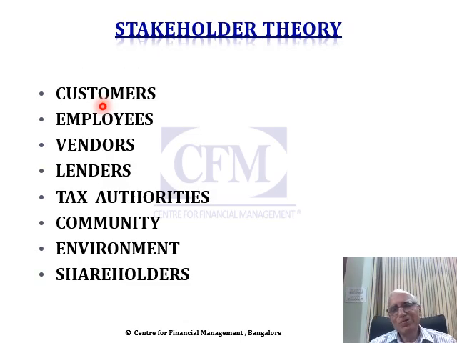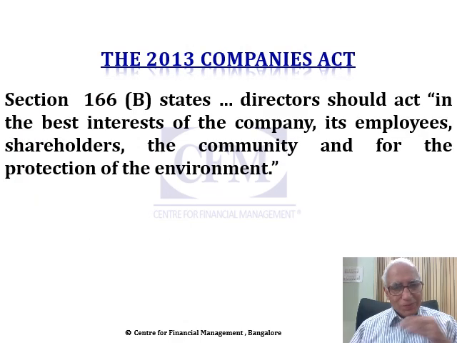According to the stakeholder theory, a firm has a number of stakeholders such as customers, employees, vendors, lenders, tax authorities, community, environment, and shareholders, and the firm should balance the divergent claims of various stakeholders. A similar point of view has been expressed by the Companies Act 2013, which says directors should act in the best interest of the company, its employees, shareholders, the community, and for the protection of the environment.